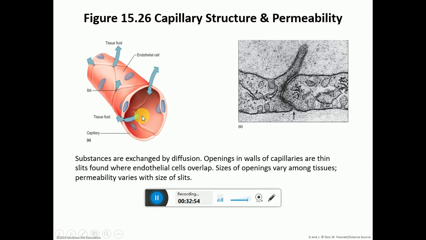And this is an electron microscopic picture of the endothelium. You could see that little slit, or what is known as a fenestration, or a little window, where things might be able to diffuse in or out of the capillary, depending on the size of that molecule.